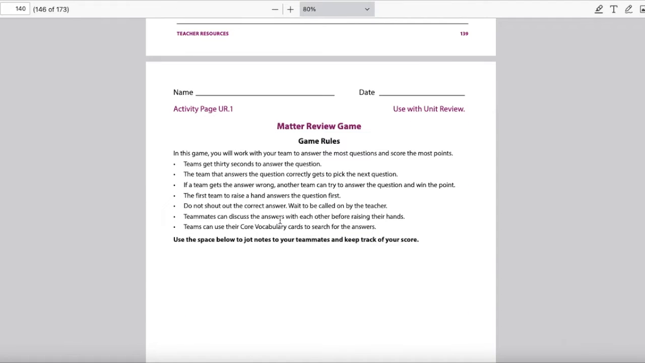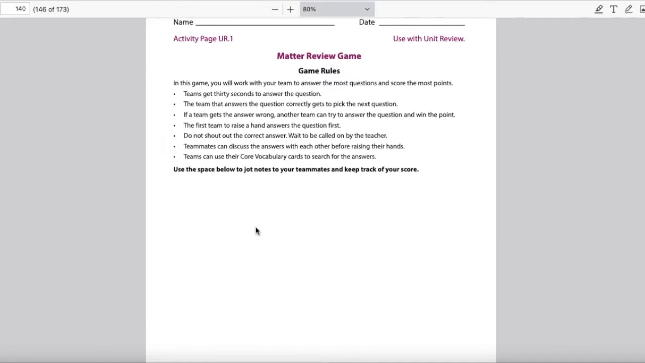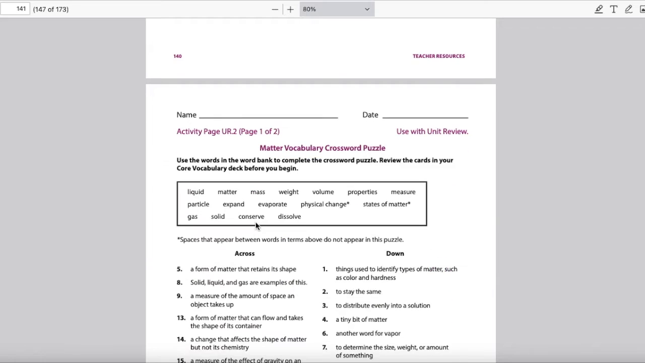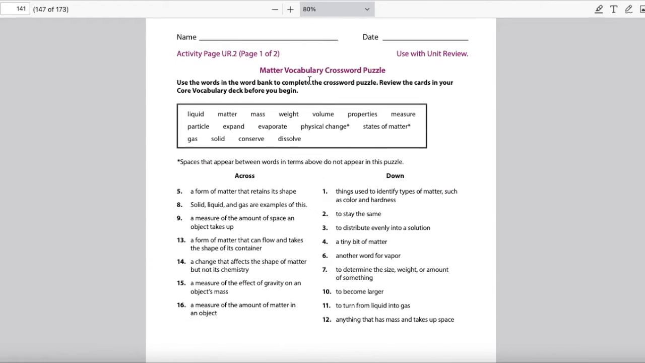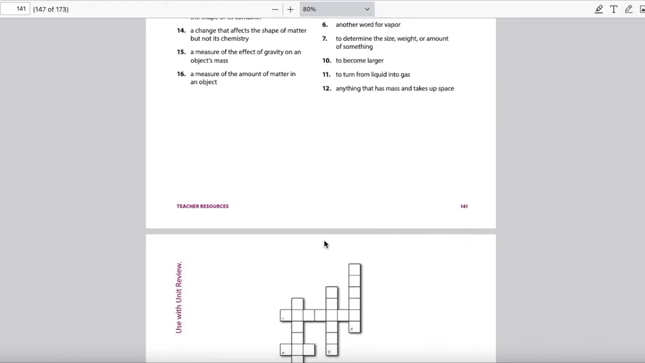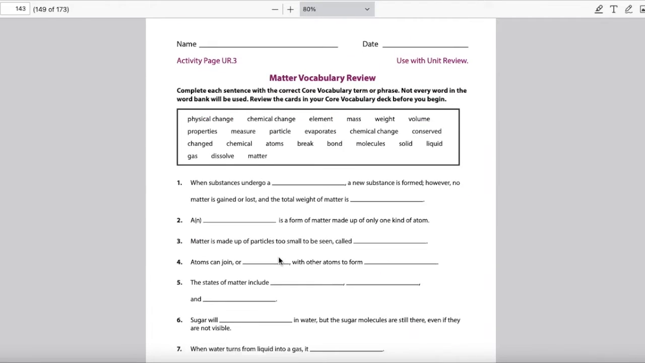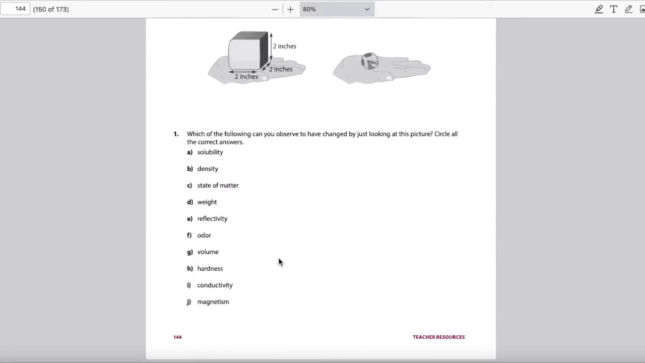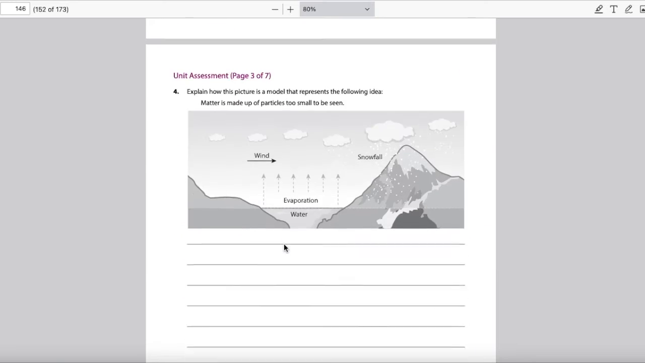But like all Core Knowledge units, they do have review units and tests. So this is the review game. You could set it up Jeopardy style. I've done that in the past. This is a unit review, so they do a crossword puzzle, fill in the blank, and then this would be the test that they would take.